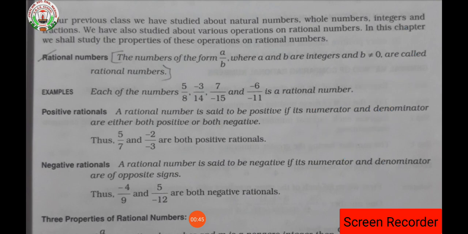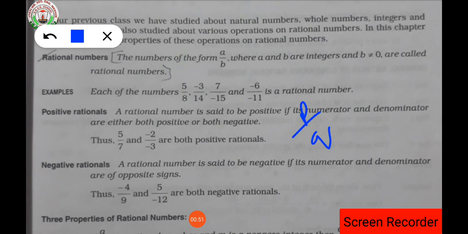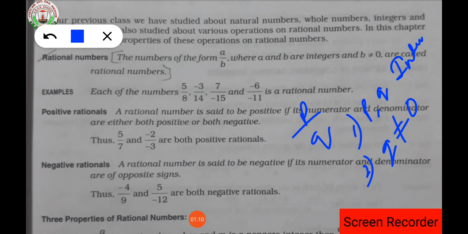So, when we take any format like P by Q, we will call this P by Q a rational number under two conditions. First condition, the values of P and Q should be integers, and the denominator, that means Q is the denominator, isn't it, should never be equal to 0.